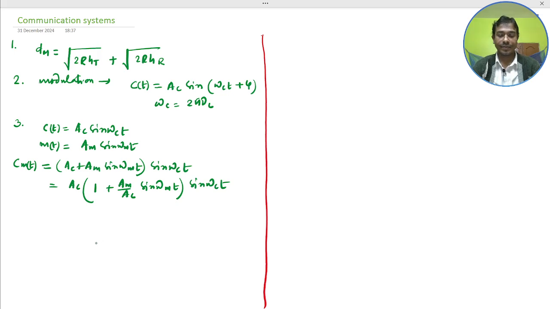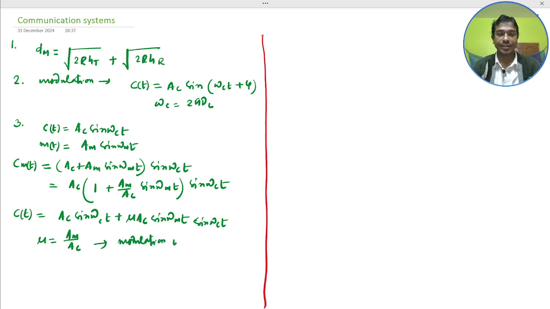So we can also write it in this form: c_m(t) is equal to A_c sin omega_c t plus mu A_c sin omega_m t sin omega_c t, where mu is equal to A_m by A_c. This is called the modulation index, very important, and the modulation index would be less than or equal to 1.